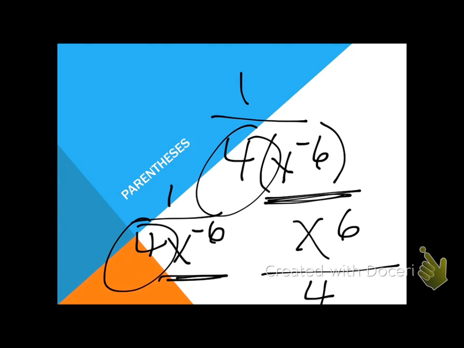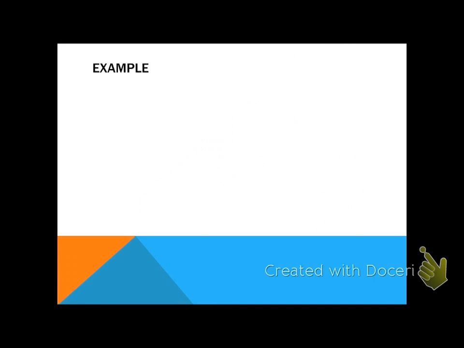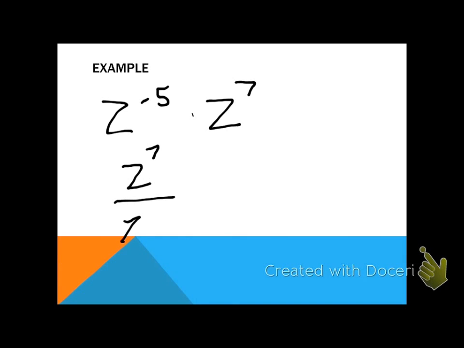Alright? Now we're going to do some examples and try on your own, and Savannah's going to take over and help y'all out. Okay, let's do the example. So, if you have z^-5 times z^7, it would actually be like this, z^7 over z^5, because that gets rid of the negative. That would equal z squared.